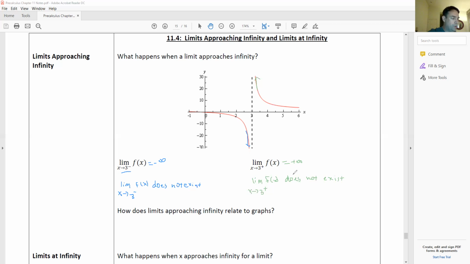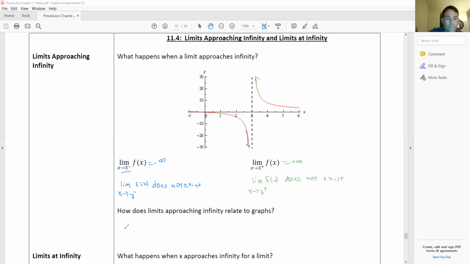So how do these limits relate to the graphs? Well, notice these limits, they approach infinity, or they go to positive or negative infinity at asymptotes. So when a limit does go to a positive or negative infinity, that would be an asymptote.